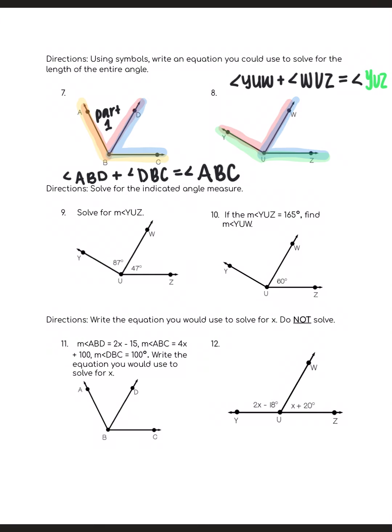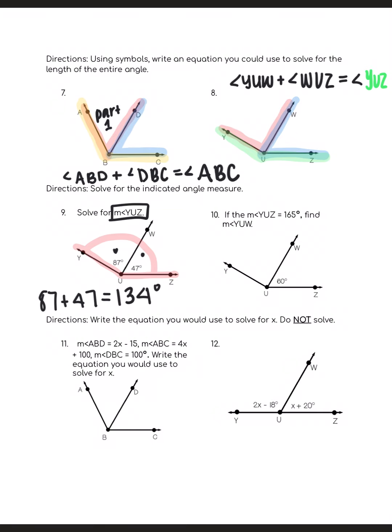For the next part, we're still doing angle addition. It just gives us numbers. So this first one says solve for the measure of YUZ. If you look, YUZ, that's this entire angle. Each part is labeled 87 and 47. So we're just going to add those together, which is 134 degrees.